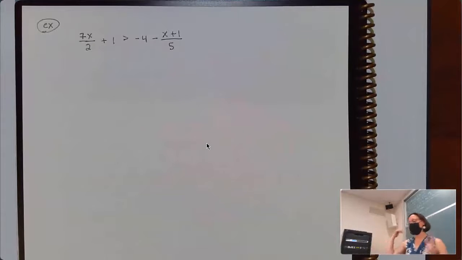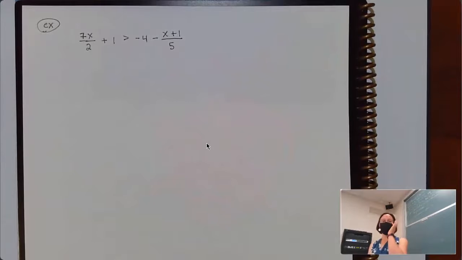I made this one a little extra messy just for fun. And this time, I'm going to look at that and say, well, I either have to get common denominators or I have to get rid of the denominators. And anytime I have an equality or an inequality, I have the choice of multiplying both sides to get rid of the denominators. And that's usually my choice.